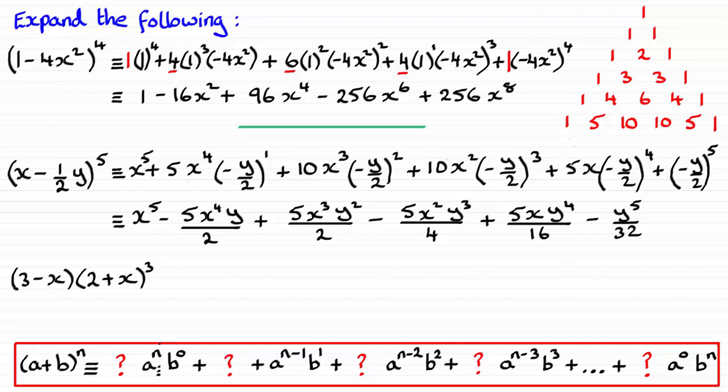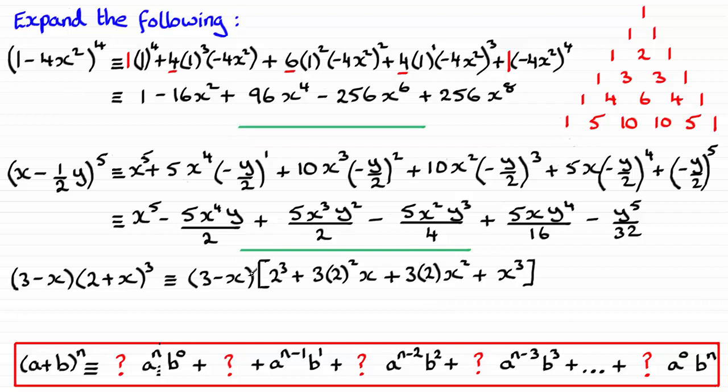Now we come on to the last example. I picked this one purely because of the 3 minus x being multiplied by the 2 plus x all cubed. We're going to need to just expand 2 plus x all cubed using this row here from Pascal's triangle. So what I'll do then is just write out 3 minus x multiplied by the expansion using Pascal's triangle and this formula here for 2 plus x all cubed.